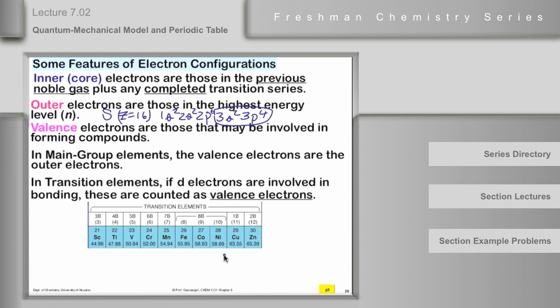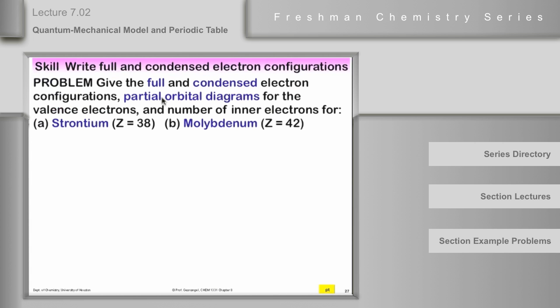All right, so those are the rules. Let's do some examples. Give the full and condensed electron configuration, the partial orbital diagrams, which are just box diagrams, for the valence electrons, and the number of inner electrons for strontium, Z is equal to 38, and molybdenum, Z is equal to 42. Let's go and find them on the table.